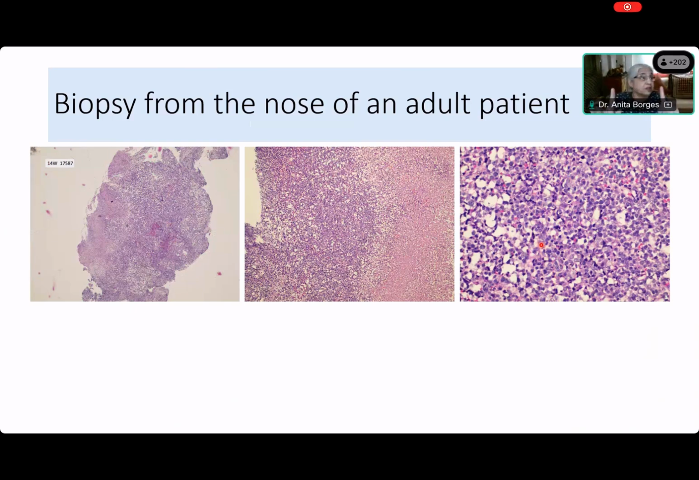Okay? And we're using this term poorly differentiated to mean an undefined malignant tumor. And now we have to define it, and therefore we have to do immunohistochemistry. Yes? Correct. Now I'll show you the immunohistochemistry.